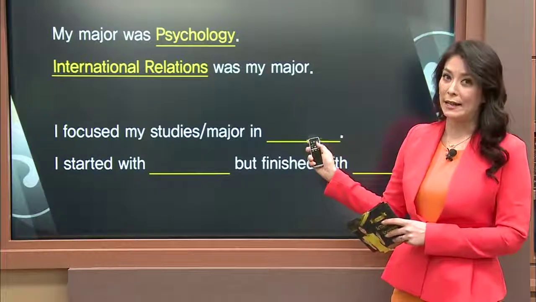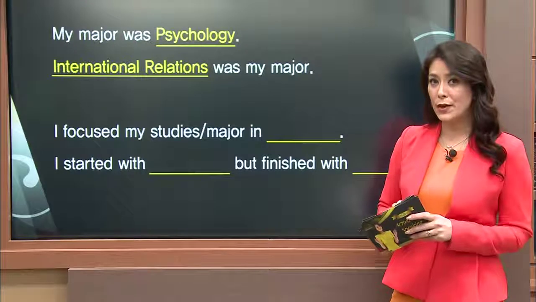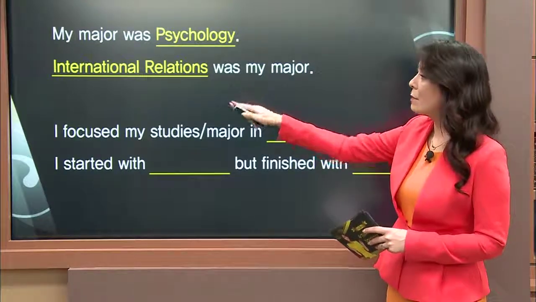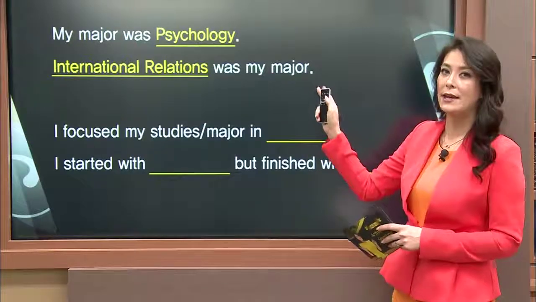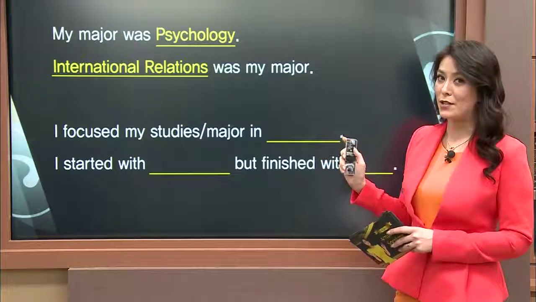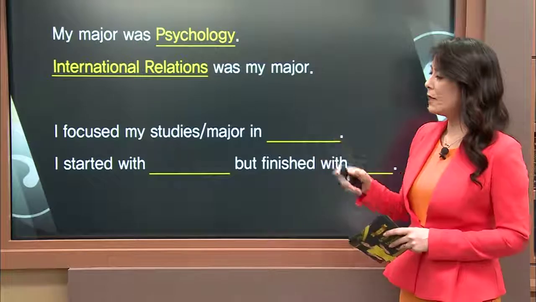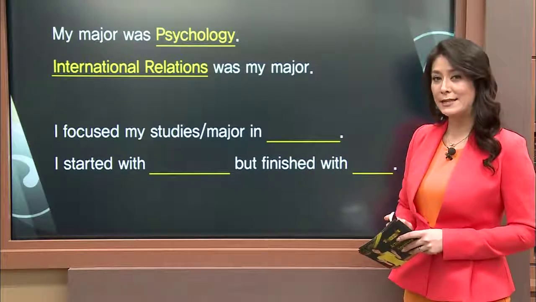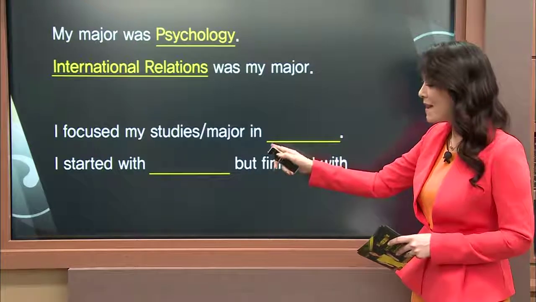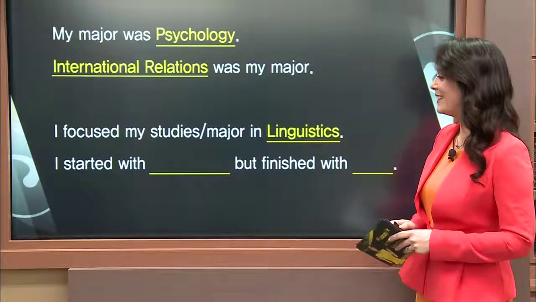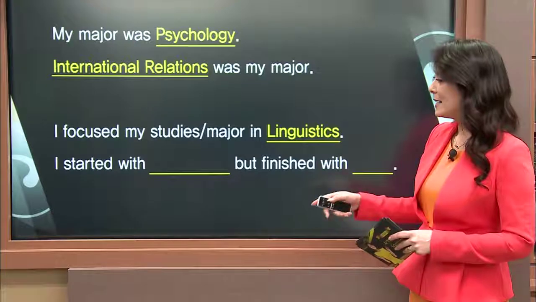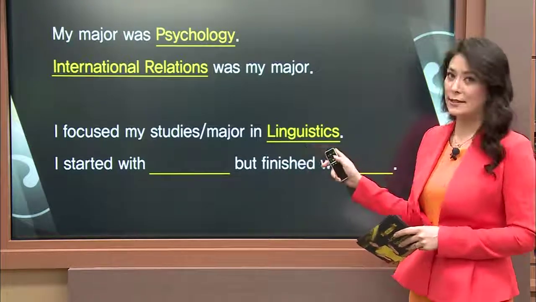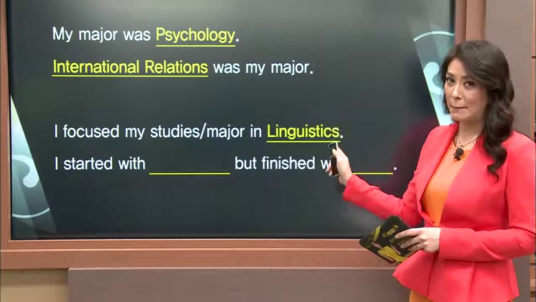was로 표현을 해준 거니까요. If you are studying right now, you can say my major is. And my major, blank, is my major, okay? International relations is my major. What about this one? I focused my studies in, or I focused my studies, my major in blank. Let's take a look at this. I focused my studies in linguistics, or my major in linguistics. Now mention your major in that blank.